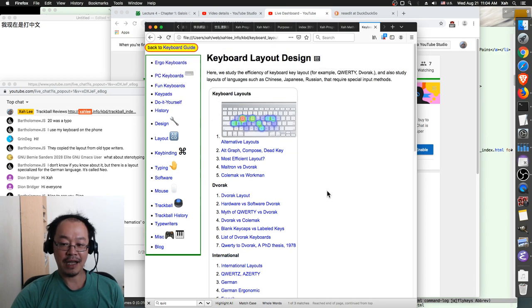Let me say that again. I'm the top master when it comes to key binding, keyboard layout, shortcut layout. There's another thing, a different concept. It's called shortcut layout.